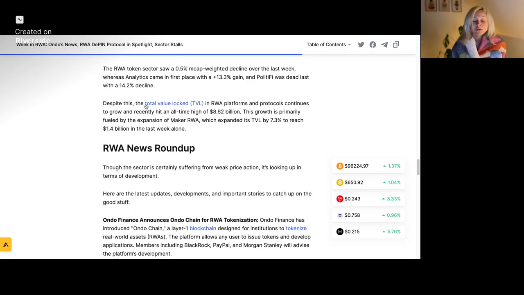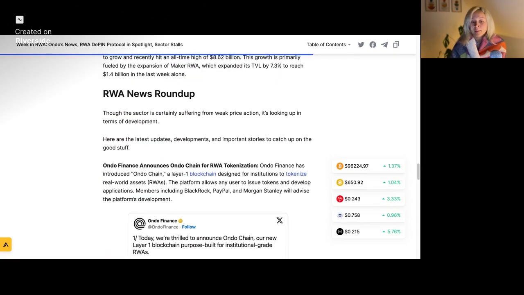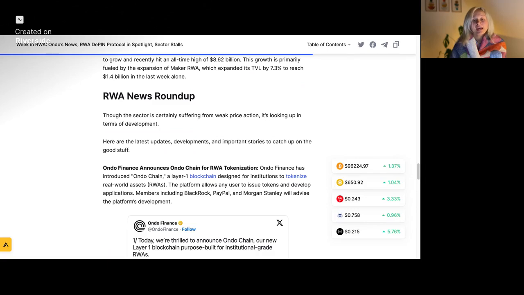Despite this, the total value locked, TVL, in RWA platforms and protocols continues to grow and recently hit an all-time high of 8.82 billion.